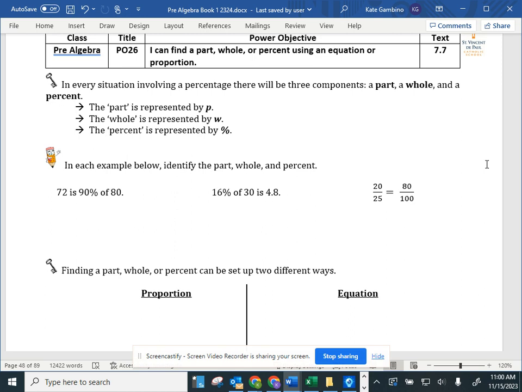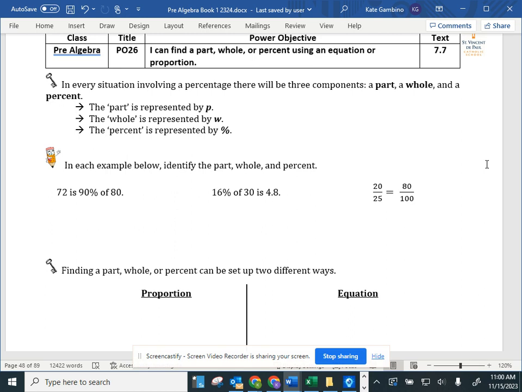So in every situation involving a percentage, there are three components: the part, the whole, and the percent. So let's make it easy. 70% of 100 is 70, right? So 70% is the percent. 100 is our whole number. That's the whole amount. 70 is the part, right?